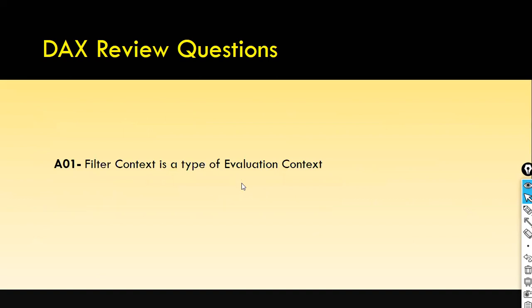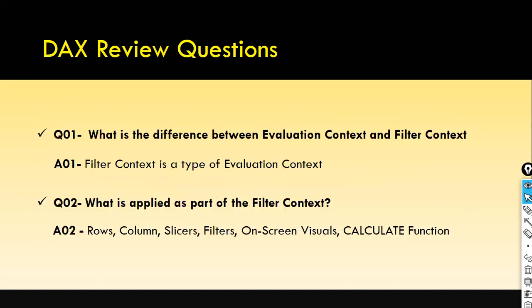This is common in SQL query tuning also, right? What is the difference between evaluation context and filter context? Filter context is a type of evaluation context. That's it. What is applied as part of the filter context? Row level, column level, slicers, filters, on-screen visuals, and the CALCULATE function. All these things we discussed. Is it clear? This is very important.